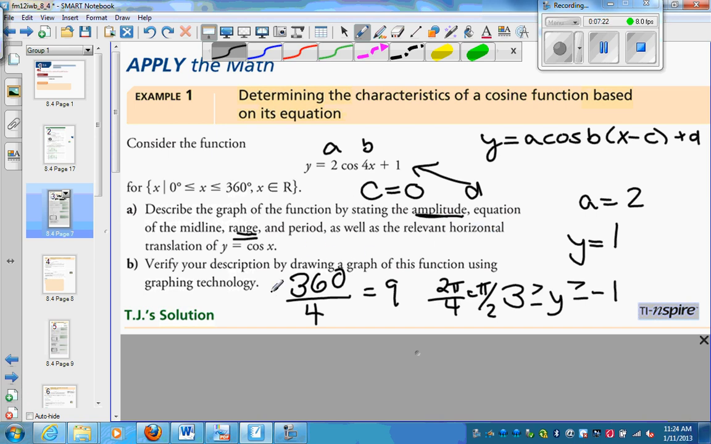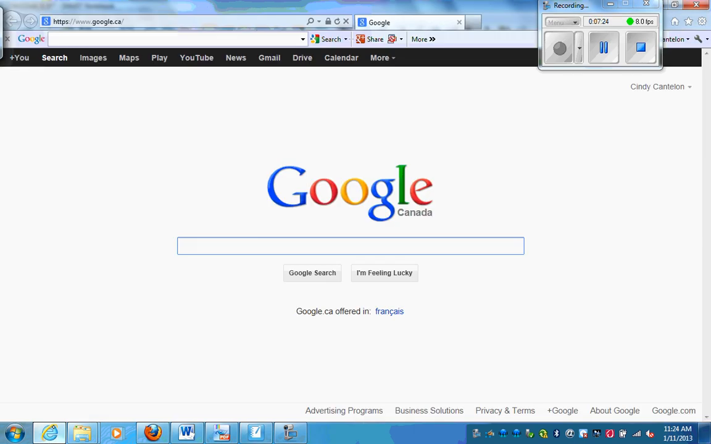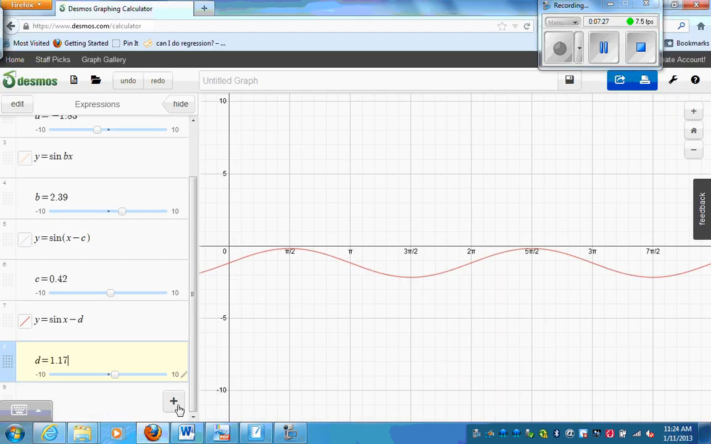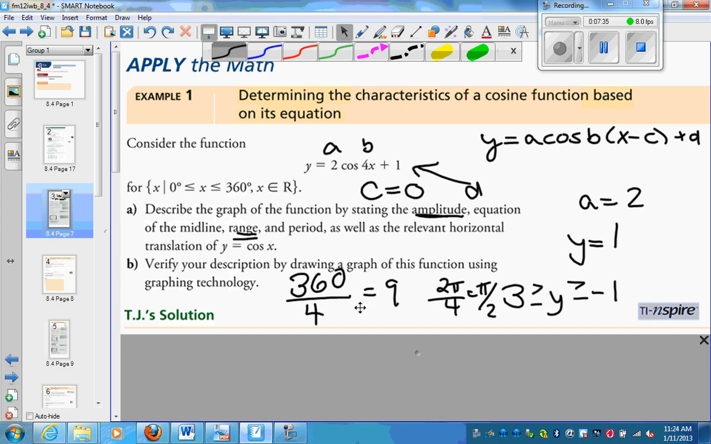As well as the relevant horizontal translation. So remember, how much it's shifted horizontally is given by the value of c. Since c is 0, there is no horizontal translation.